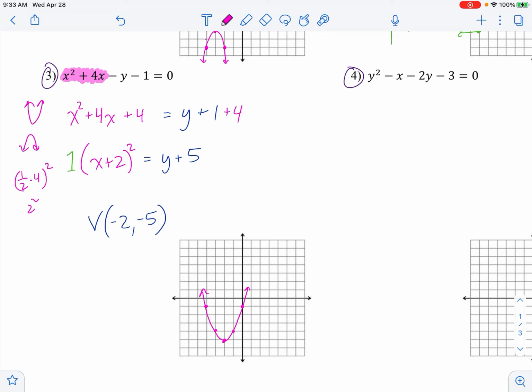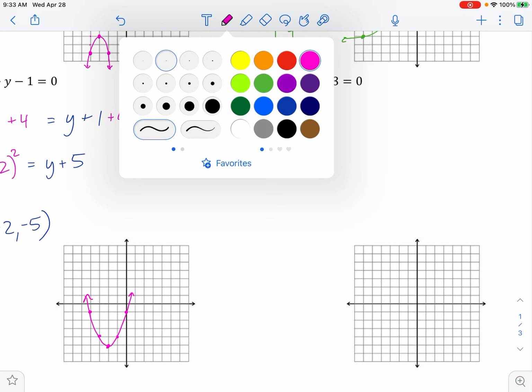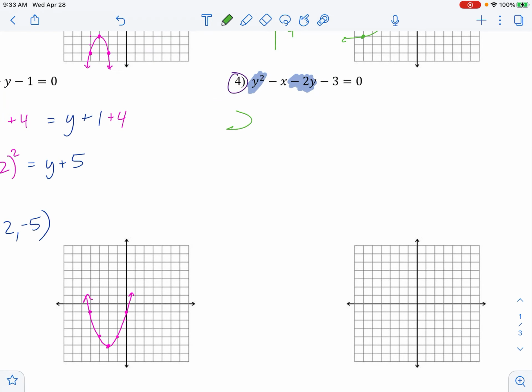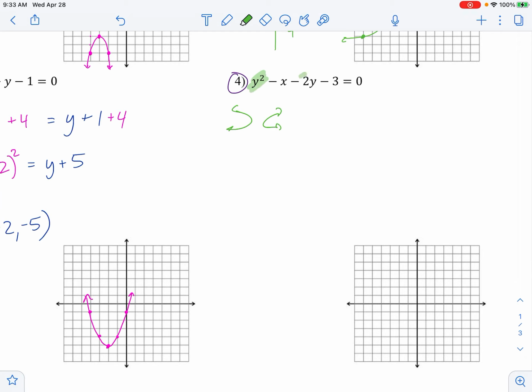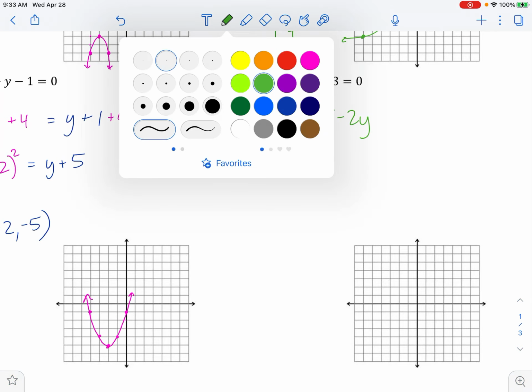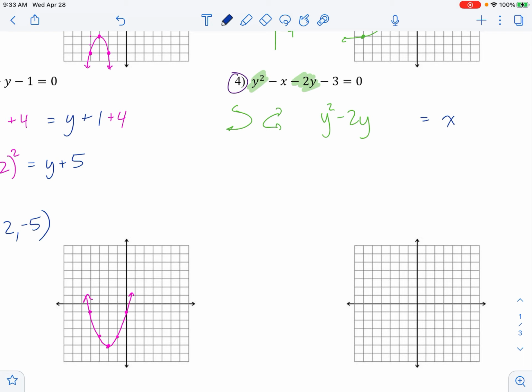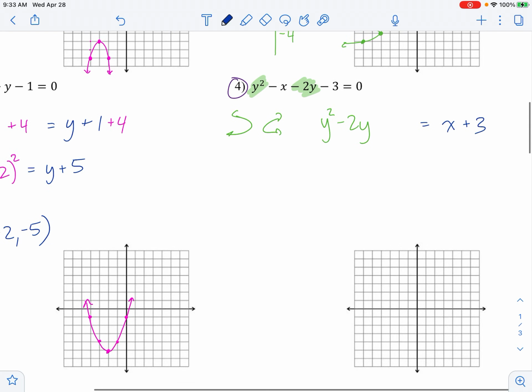Very similar thing happening on number 4. But when I start looking at number 4, I notice that my y is the thing being squared. So even though I don't know 100% yet what's happening, what I do know is that this is a sideways parabola. I don't know which one it is. I highlighted in the wrong color here. But I do know it's sideways. So I'm going to go ahead and rewrite. I'm going to keep my y's together on one side. I'm going to move my x's over to the other side. And I'll go ahead and move that plus 3 as well.